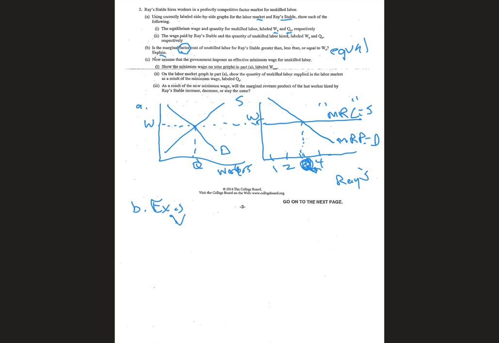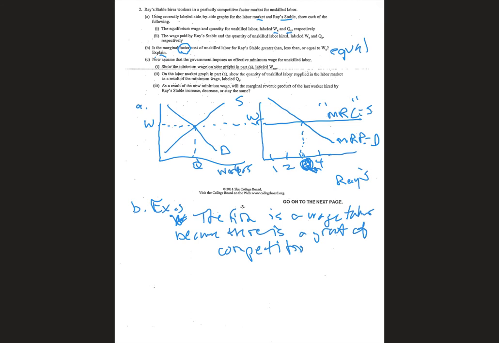You would just say maybe something like, the firm is a wage taker because there is a great deal of competition for the factor, or for labor. It is a wage taker, so you're just explaining that.